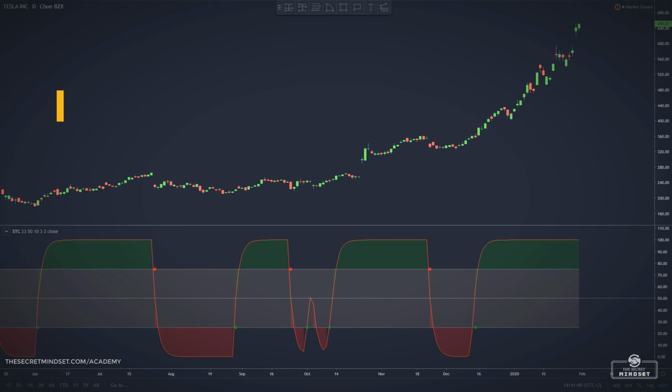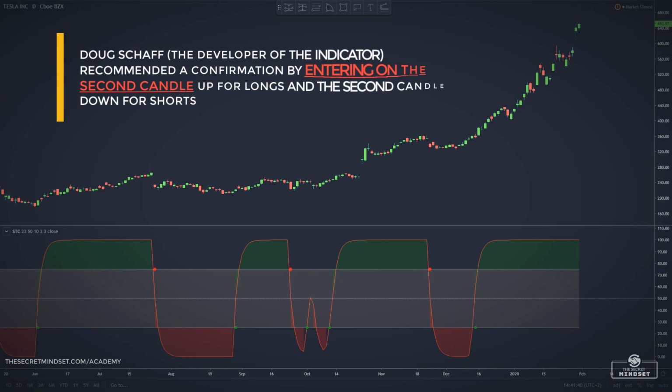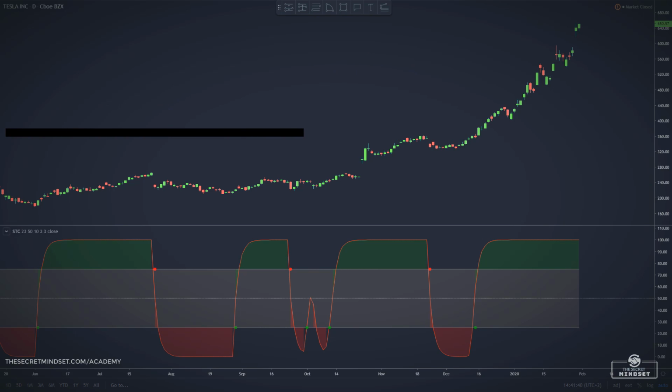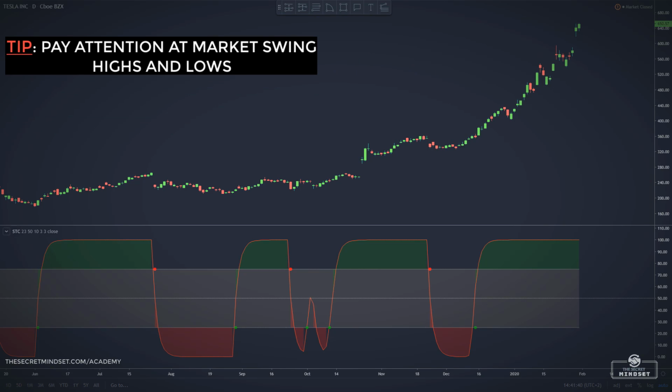Doug Schaff, the developer of this indicator, recommended a confirmation by entering on the second candle up for longs and the second candle down for shorts. Simple price action, like paying attention to the market swings, like higher highs and higher lows, is even better.